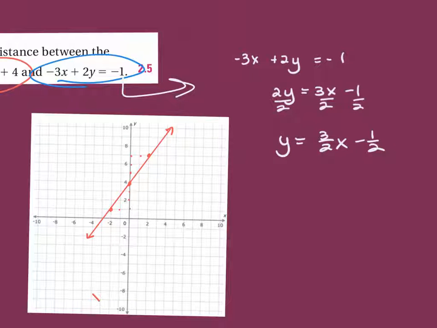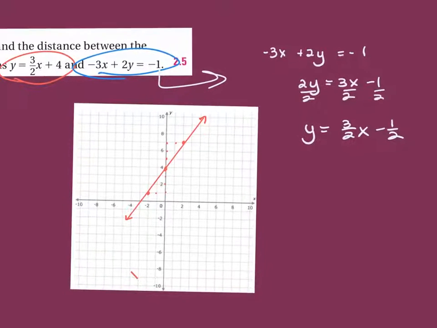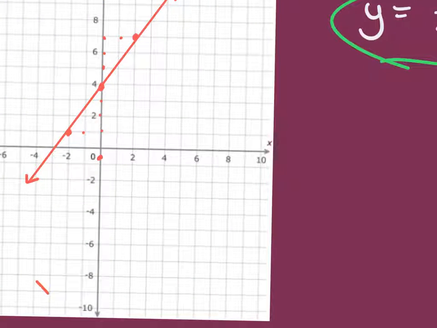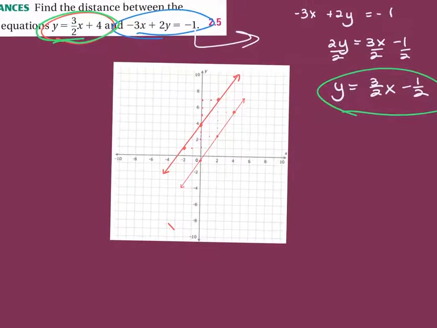You with me so far? So what's true about the equation here? What do you notice about this equation and this equation? They're parallel. They already have the same slope, so you don't have to figure out their slopes. You already know that they're parallel, right? Now if I graph the second one, negative 1 half, up 1, 2, 3, right 2, and I draw my line. Okay, these should be parallel. They are. Okay, so now I need to find the distance between them, which means what?